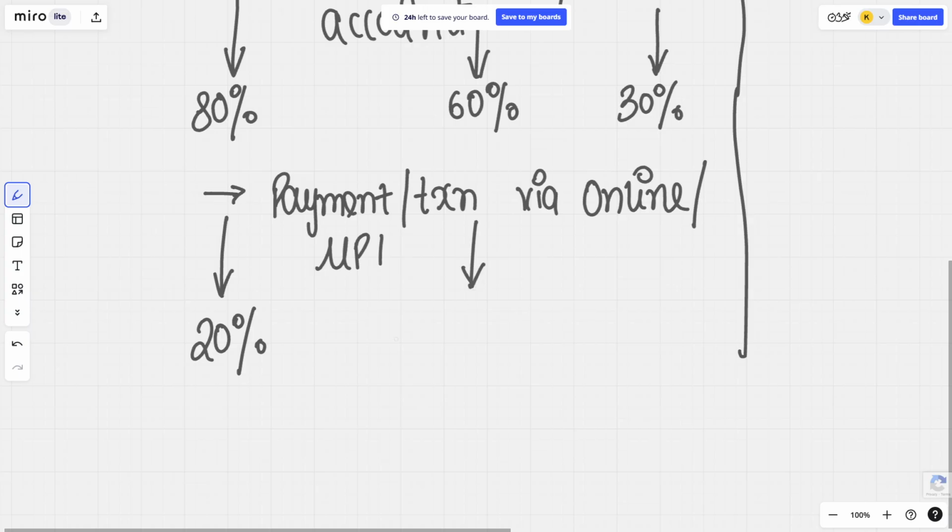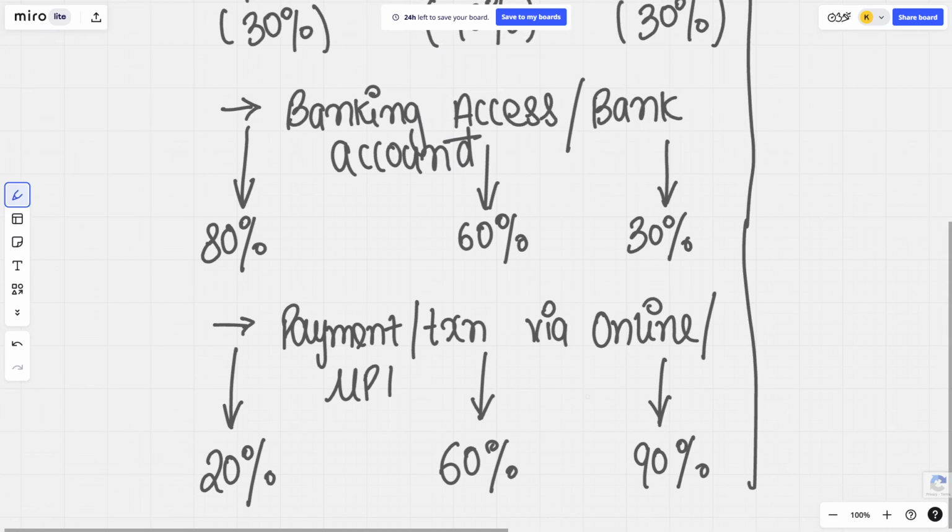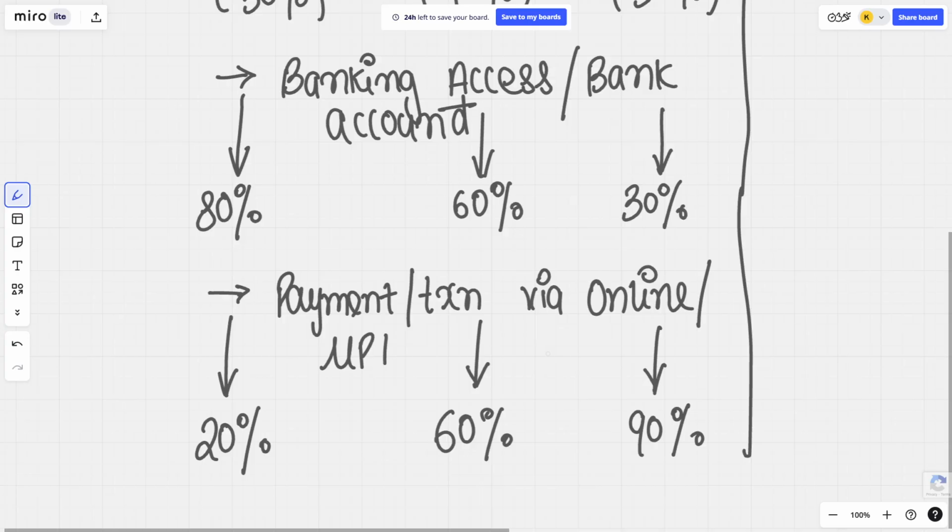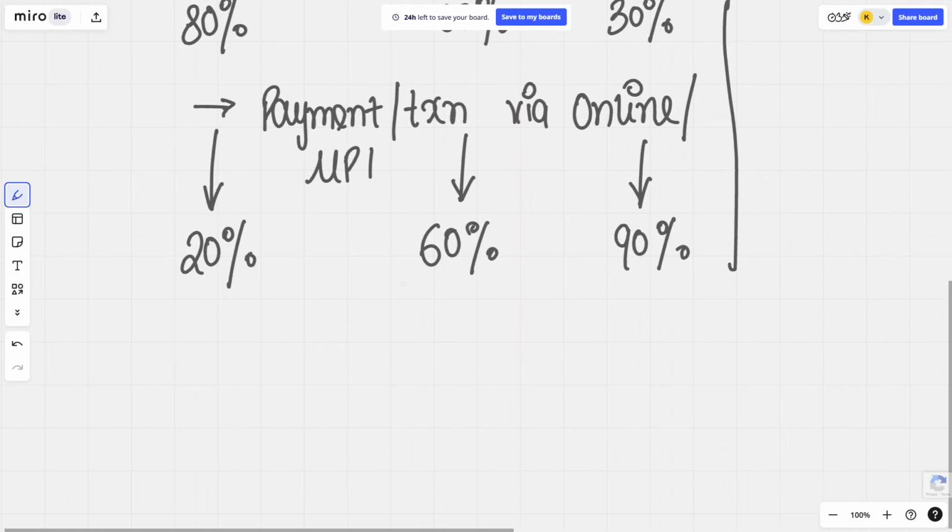But in tier 2 and tier 3 cities, people are not very friendly with online transactions. So let's assume that in tier 2 cities 60% of the transactions are done using cash, and for cash we will be using the ATM. In tier 3 cities, I have assumed that 90% of the payments are done using cash, because I am also considering that there will be no access to the internet and no access to mobile phones as well.